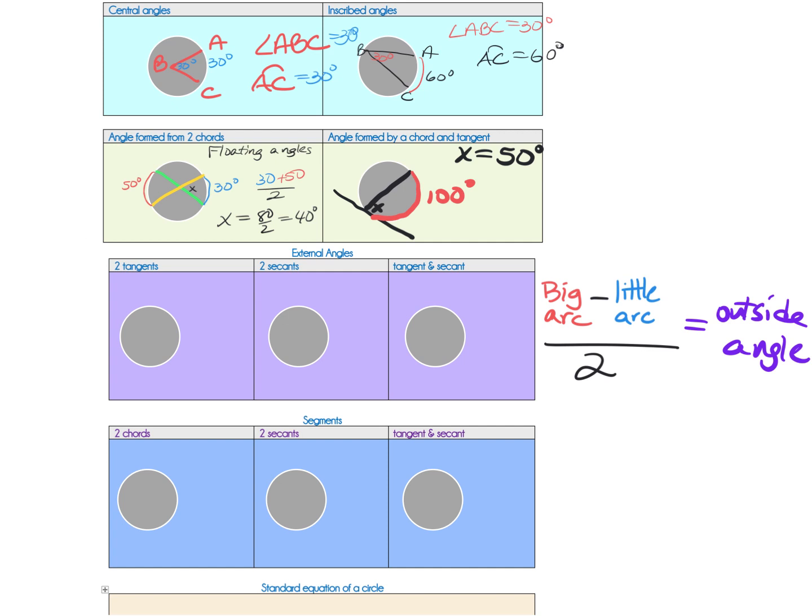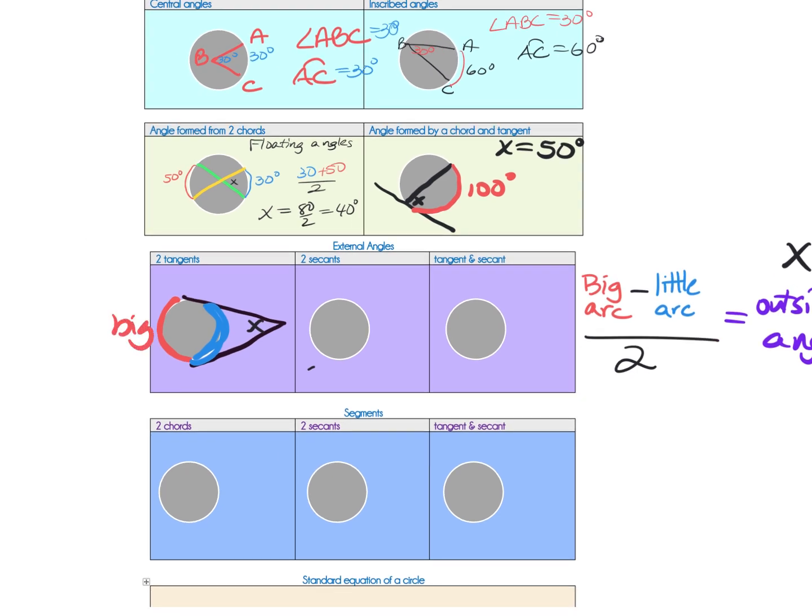So let me draw the three scenarios. When you have two tangents that are drawn, it looks like the snow cone or the ice cream cone. So here what we would do is big arc is in red, little arc will be in blue, and then the outside angle we're looking for is going to be this angle right here. So X would be the outside angle. Red is big arc, and blue is going to be little arc. It's the arc that's closest to that outside angle.